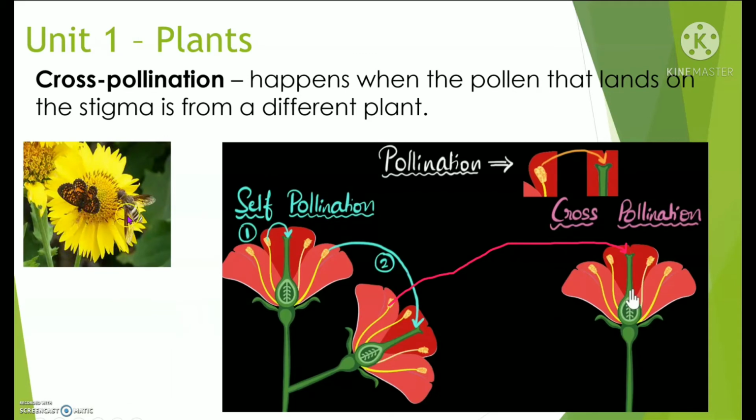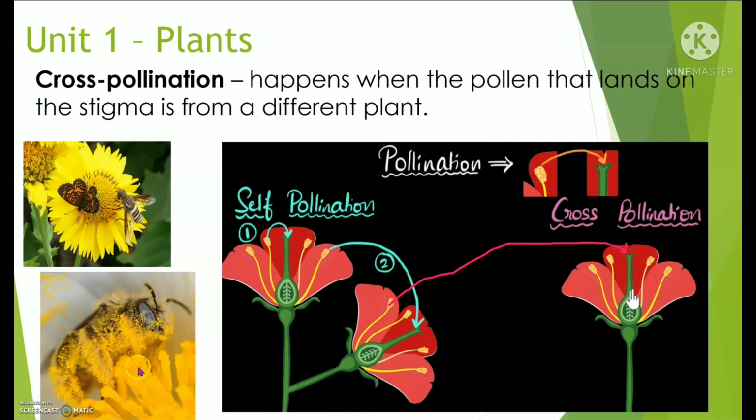It can be insects like bees and butterflies or even birds. Okay, because the butterflies and other insects eat the nectar of a flower. The nectar is stored here. Okay, it's very sweet and it's stored near the ovary of a flower. So when they go inside the flower, the pollen grains will stick to their bodies.